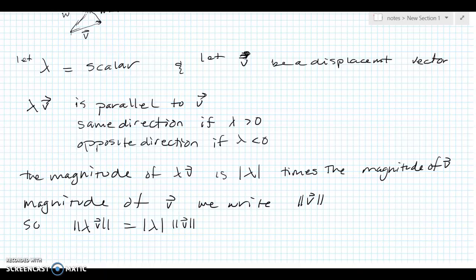Okay, so the magnitude of V, we write double absolute value signs, and I'll tell you what this means in a moment. So the magnitude of lambda V is the absolute value of lambda times the magnitude of V. So we can write the magnitude of lambda V. Constants can come outside of the magnitude, and we have lambda in absolute value times the magnitude of V.